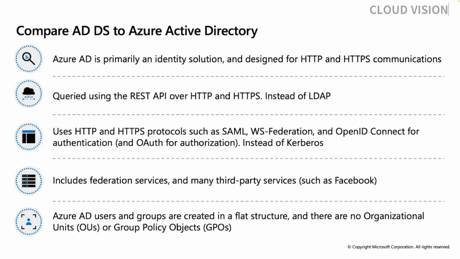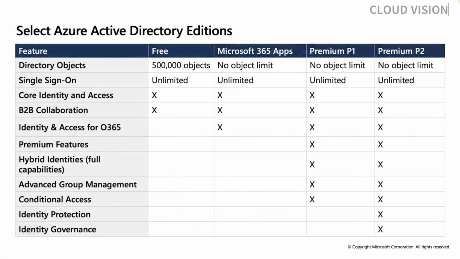It includes federation services and many third-party services like Facebook. So when you need to federate services, where your users would like to use external authentication services, it can be configured as well. And Azure AD user groups are created in a flat structure, so there are no organizational OUs or GPOs. So that's how this compares to ADDS.